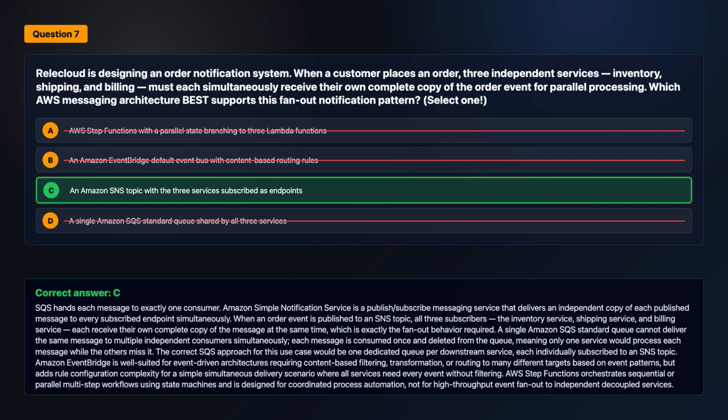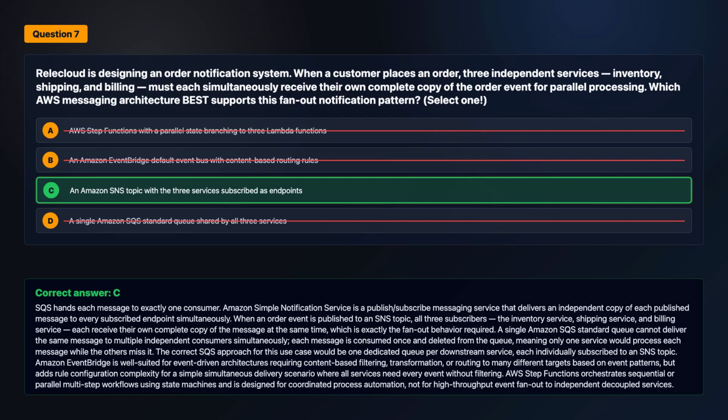the fan-out behavior required. A single Amazon SQS standard queue cannot deliver the same message to multiple independent consumers simultaneously. Each message is consumed once and deleted from the queue, meaning only one service would process each message while the others miss it. The correct SQS approach for this use case would be one dedicated queue per downstream service, each individually subscribed to an SNS topic.